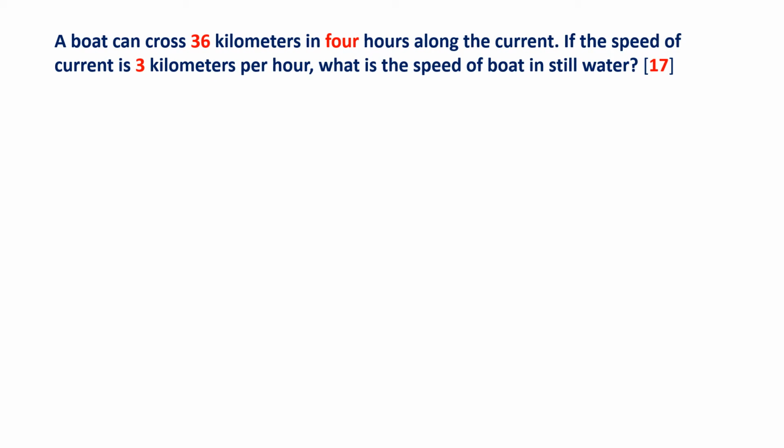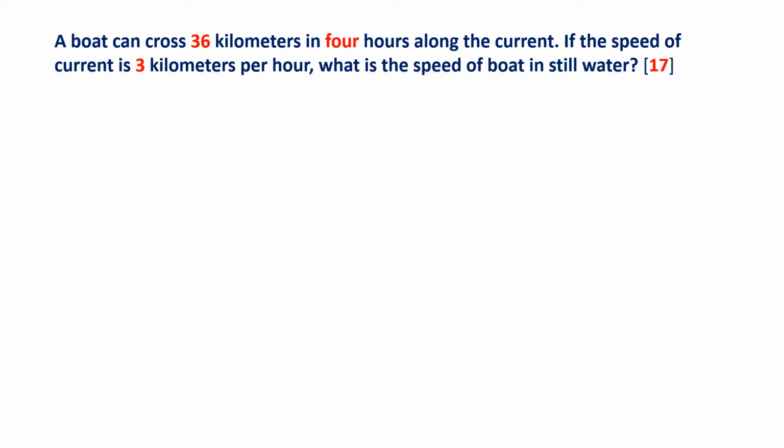Okay, this is Math number 17 from your textbook, chapter 2.3. A boat can cross 36 kilometers in 4 hours along the current. If the speed of the current is 3 kilometers per hour, what is the speed of the boat in still water, right?